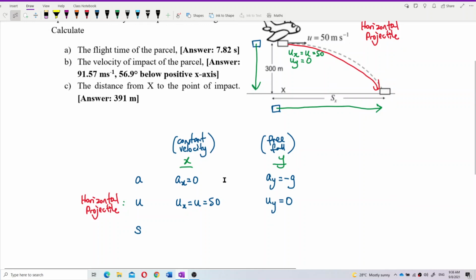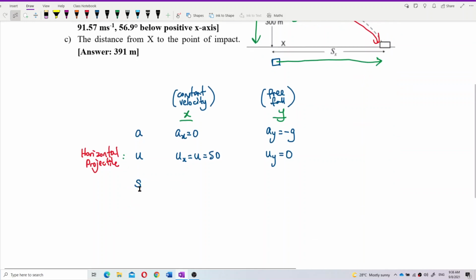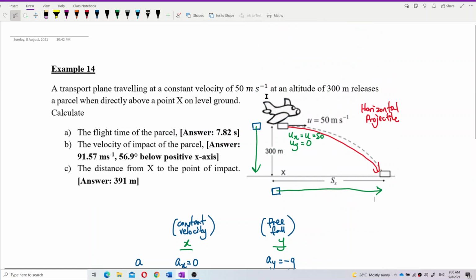Let's talk about displacement, for the x component and y component. Here it gives us the 300 meter altitude. That means the parcel is 300 meters from the ground. So this 300 meter is the displacement in the y component. That is sy. You see that?